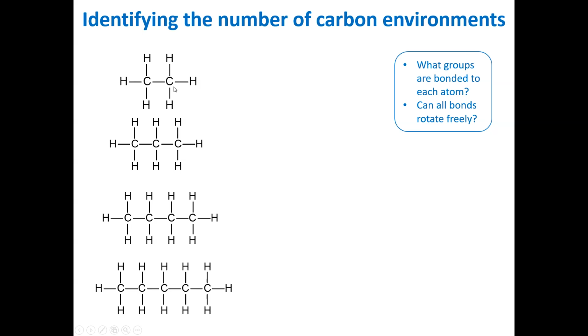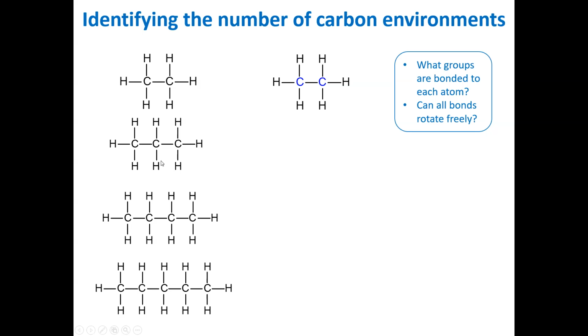So if I take this first molecule here of ethane, this carbon is bonded to 3 hydrogens and a methyl group. The second carbon is bonded to 3 hydrogens and a methyl group. And because all those bonds can rotate freely, we'll consider them to be in the same environment. So this carbon is an identical environment to the second carbon.